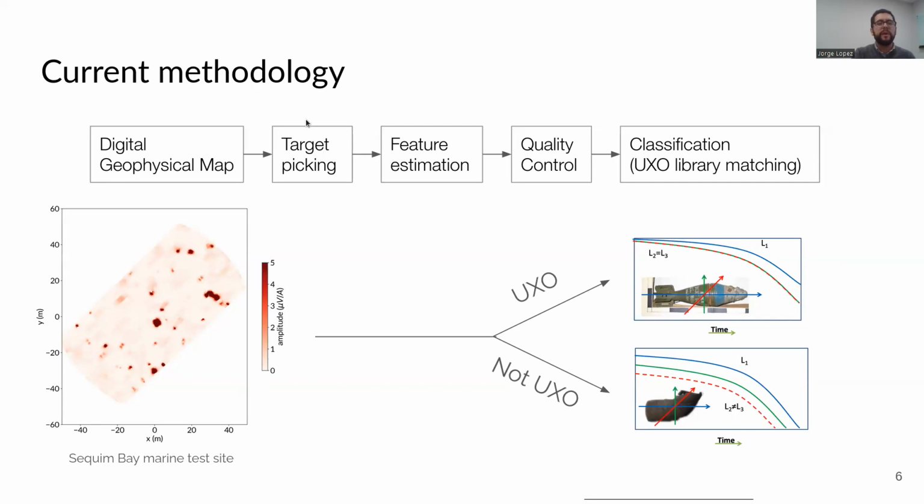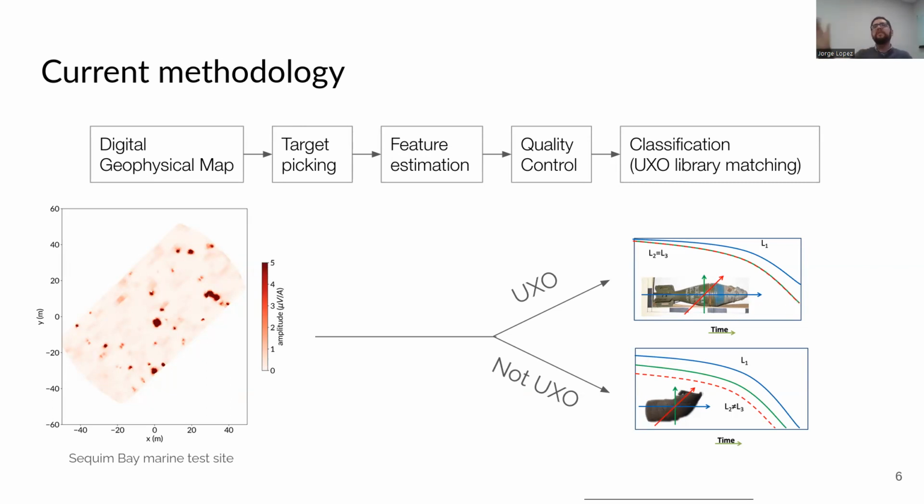And then after that, they isolate each of these anomalies, and this is what they call target picking. Once they isolate an anomaly, they simply estimate the polarizability curves. They run some quality control, and basically they have this very large UXO library available. They set a lot of these UXO objects in controlled conditions and measure the induction from different angles. So they already have this very large UXO library.